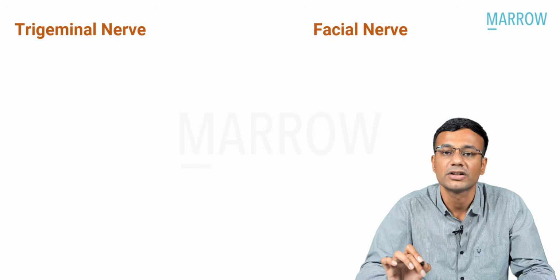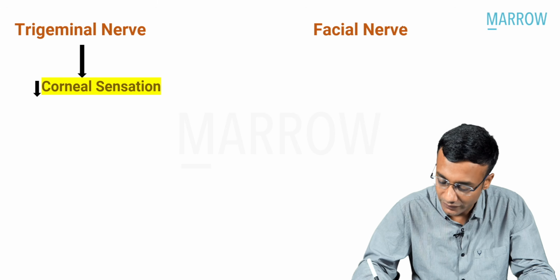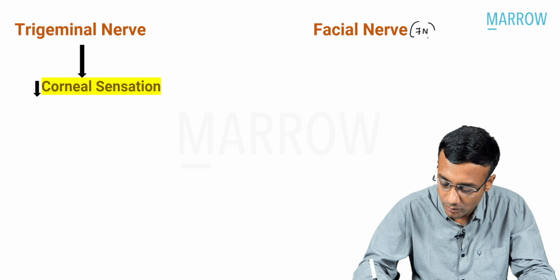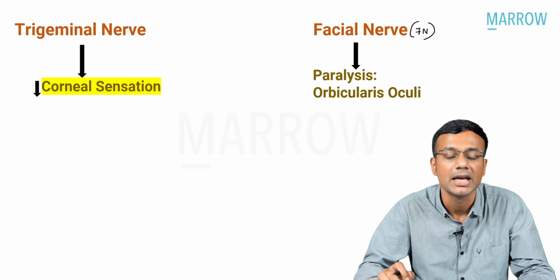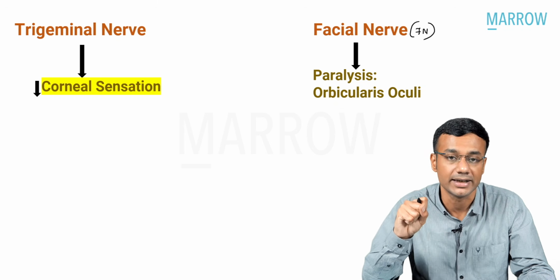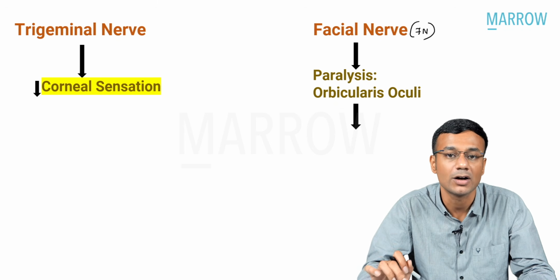If there is involvement of the trigeminal nerve, which is sensory, what is going to happen? It is going to result in decreased corneal sensation. This is point number one. Now, when the facial nerve, the seventh cranial nerve, is involved, what is going to happen? It is responsible for innervating the orbicularis oculi. So there is paralysis of the orbicularis oculi, which is responsible for closing the eye. If it doesn't work, the eye will remain open. You're going to have lagophthalmos.